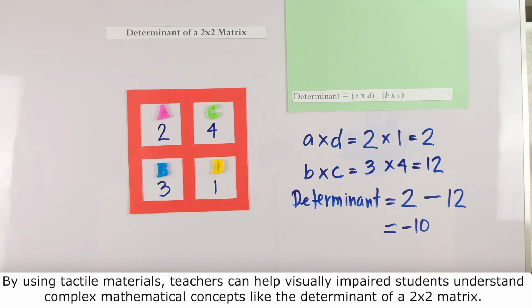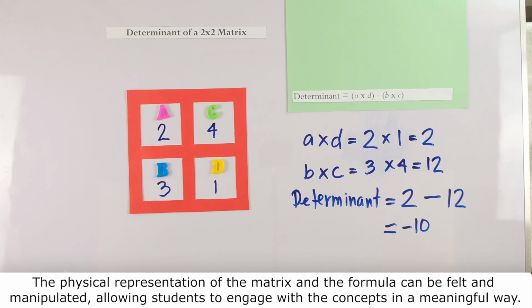By using tactile materials, teachers can help visually impaired students understand complex mathematical concepts like the determinant of 2x2 matrix. The physical representation of the matrix and the formula can be felt and manipulated, allowing the students to engage with the concept in a meaningful way.